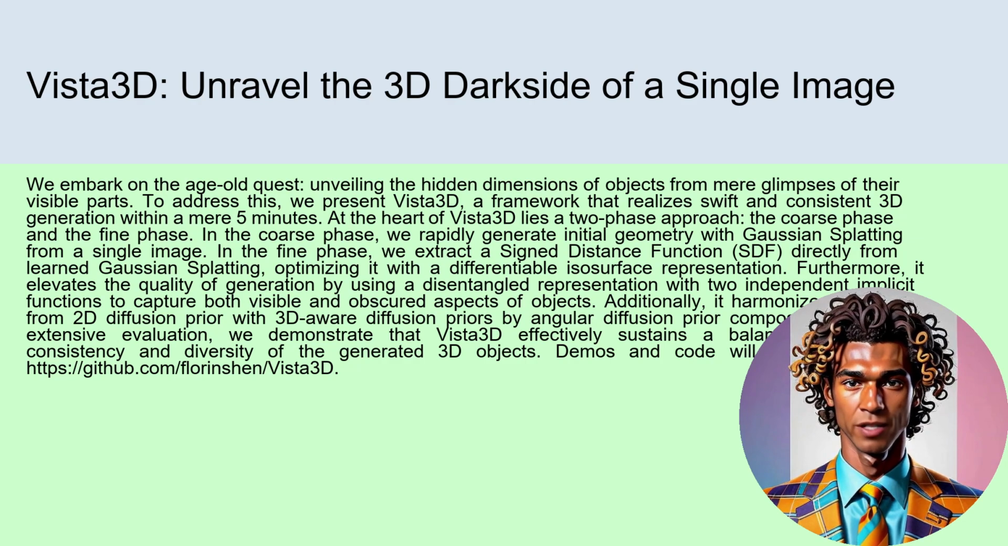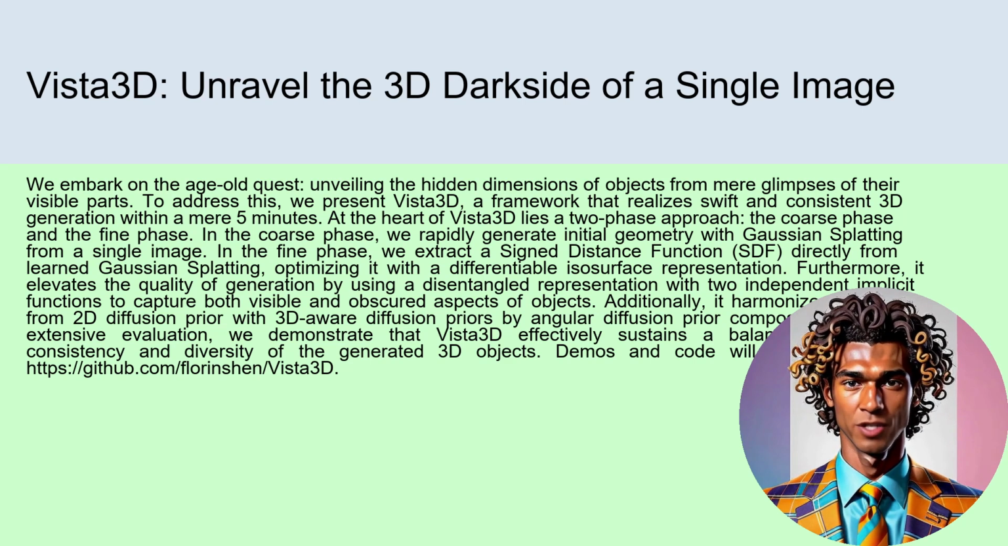The coarse phase quickly creates an initial 3D shape using Gaussian splatting. Then, the fine phase extracts a signed distance function, SDF, from the learned splatting representation, refining the 3D model using a differentiable isosurface. Additionally, Vista 3D utilizes a disentangled representation, separating the visible and hidden parts of the object, resulting in a more comprehensive 3D model. Through extensive experiments, Vista 3D demonstrates its ability to generate consistent and diverse 3D objects.